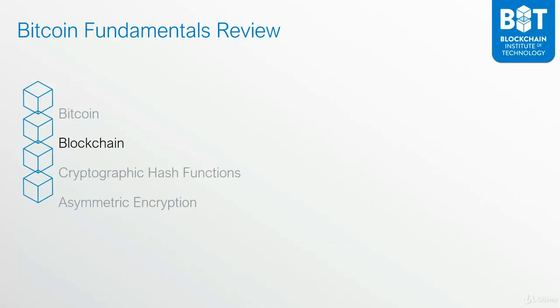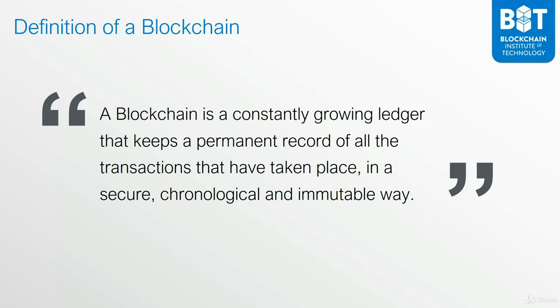We will now talk about blockchain, and let's begin with a definition of a blockchain. A blockchain is a constantly growing ledger that keeps a permanent record of all the transactions that have taken place in a secure, chronological, and immutable way. Let us look at that definition with the addition of visual elements to make it easier to remember and comprehend.